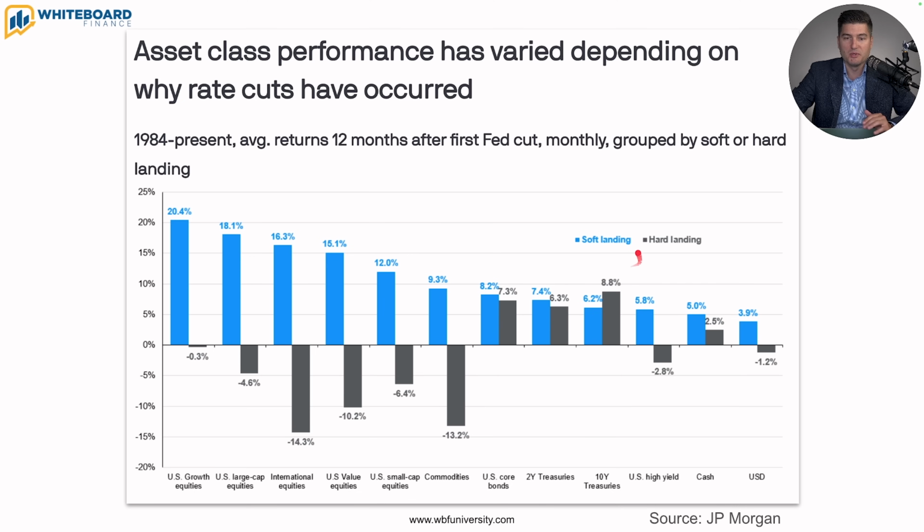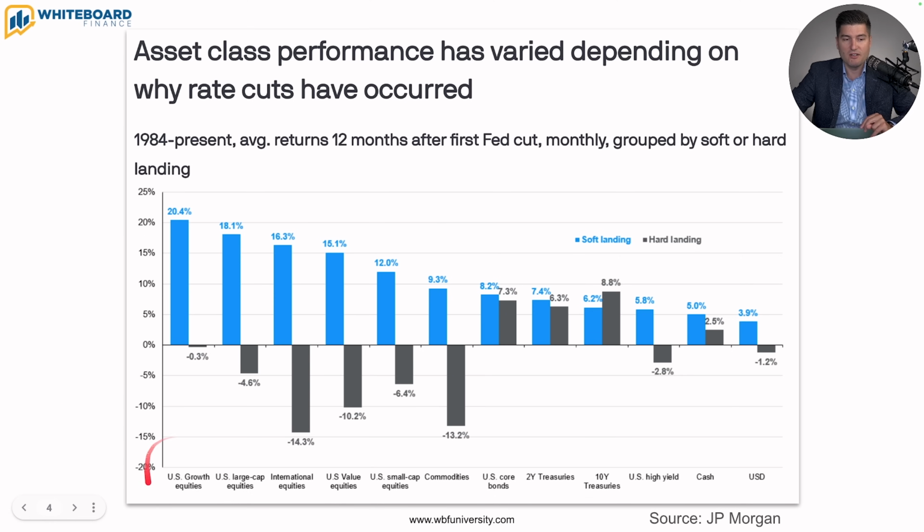So if you look at the blue, that means the results during a soft landing. If you look at the gray, that means the results during a hard landing. So this is from 1984 to now, and this is created by JP Morgan. I just took a screenshot and put it in the slide deck. So these are the average 12-month returns after the first Fed cut monthly, grouped by soft or hard landing.